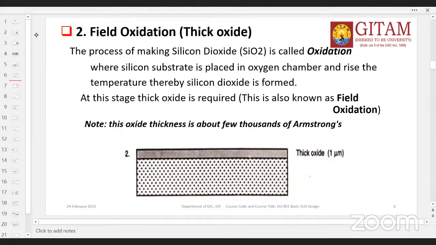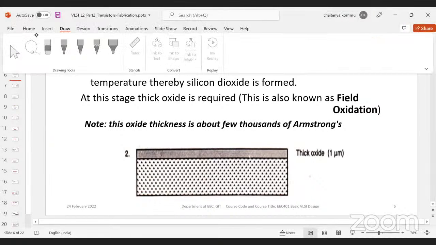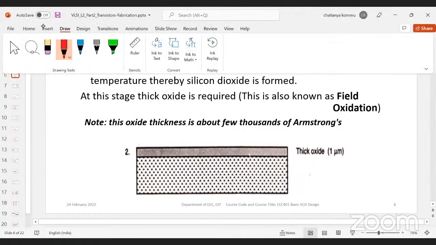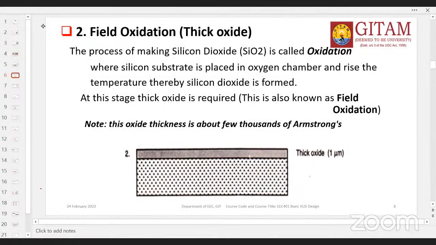The next one is very important: field oxide. It's a very, very important step. As soon as we have a P-type substrate, we need to cover the entire surface with silicon dioxide. That is called field oxidation. So what do we mean by field oxidation?